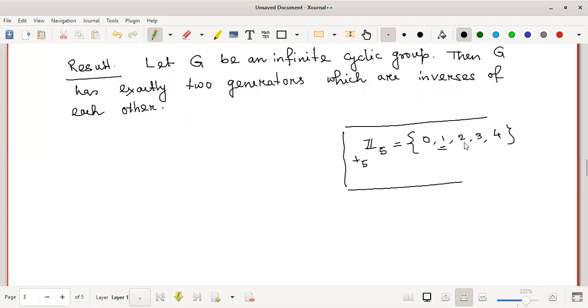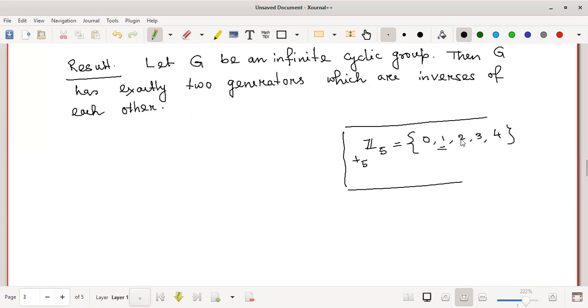Is 2 a generator? Can you express every element in terms of 2? How can 0 be written? You know it, just x to the power 0, that means 0 into 1, you will get it. Identity element can always be expressed as whatever element you give, that to the power 0. So for identity, we have no problem.